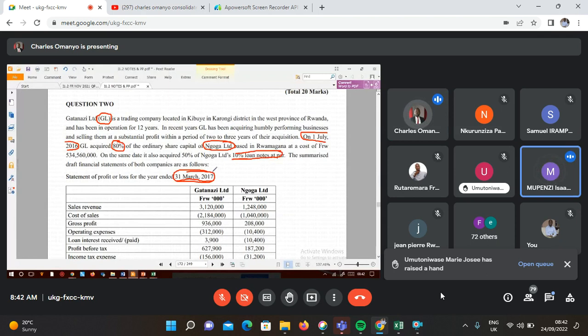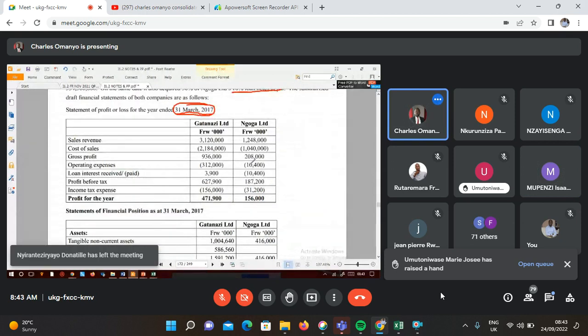So how many months are pre? How many months are post? It is 9 months post, 3 months pre. What are the 3 months that are pre? There is April, May, and June. So 3 months are pre, 9 months are post. What are we interested in? We are interested in post.